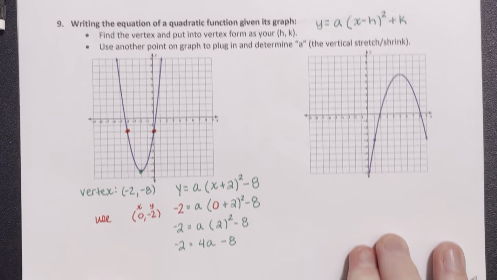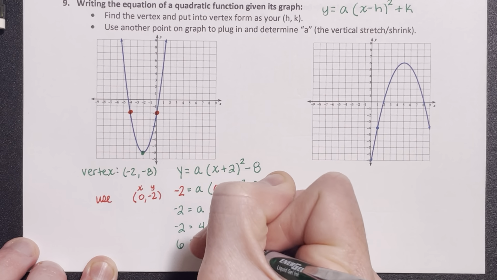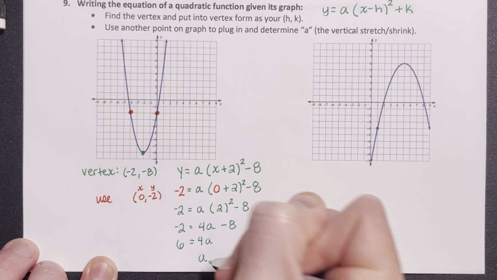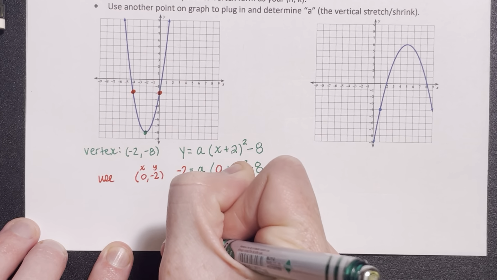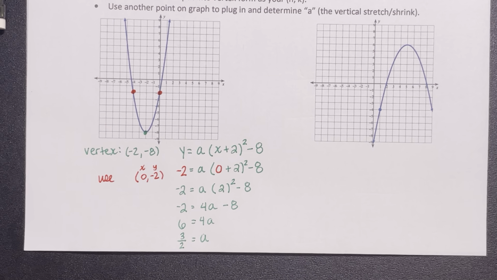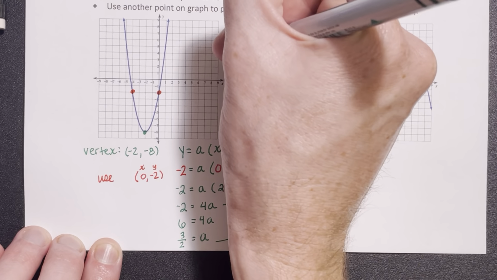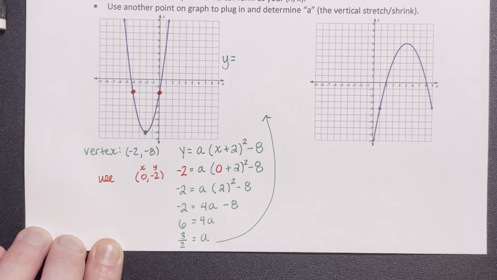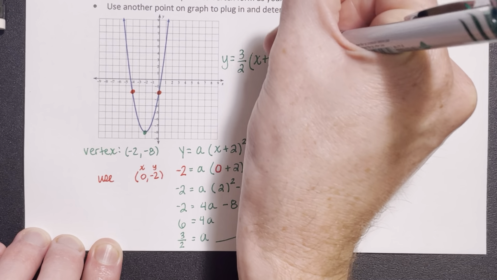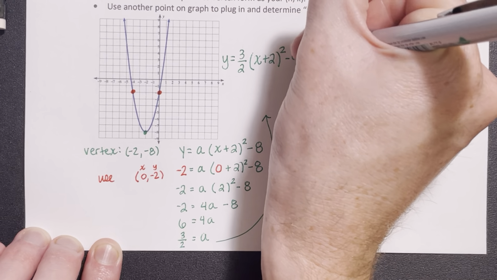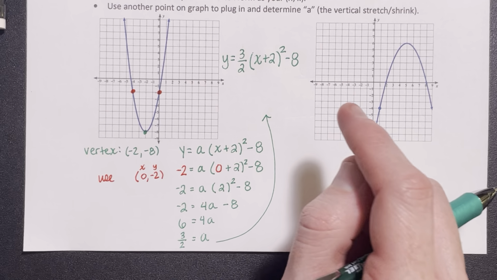We're solving this equation. We'd add 8 to both sides. Gives me 6 equals 4a. Divide by 4 is 6 over 4, but that reduces to 3 over 2. So a is 3/2. I'm just going to plug this in up here. The function would look like y equals 3/2 times (x plus 2) squared minus 8. I now have all the missing pieces for that vertex form equation.